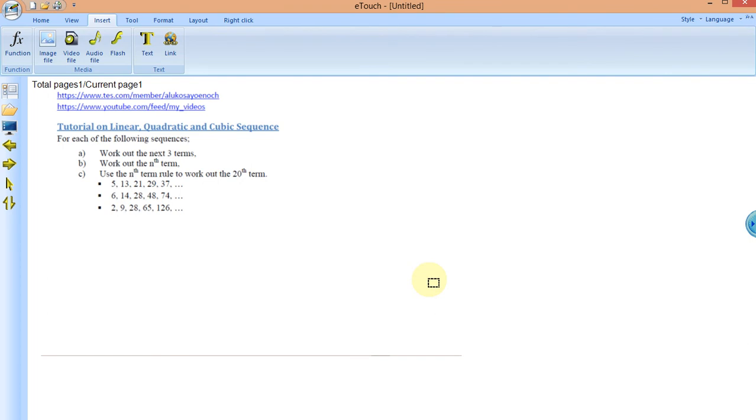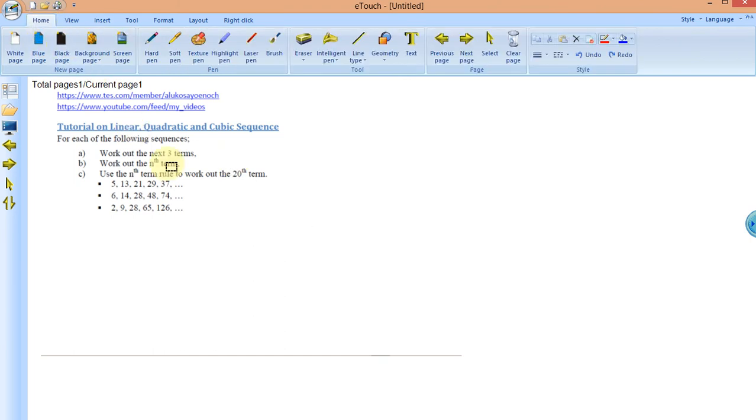Welcome to our math tutorial on sequence. In this tutorial, I'll be taking a look at linear, quadratic, and cubic sequence. So let's take a look at the question. For each of the following sequence, work out the next three terms. Work out the nth term. Use the nth term rule to work out the 20th term.